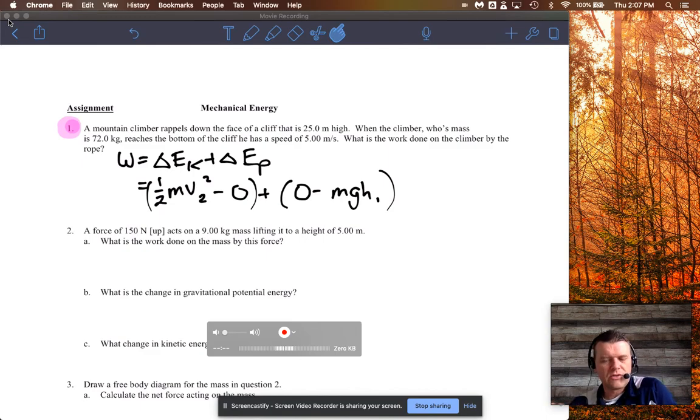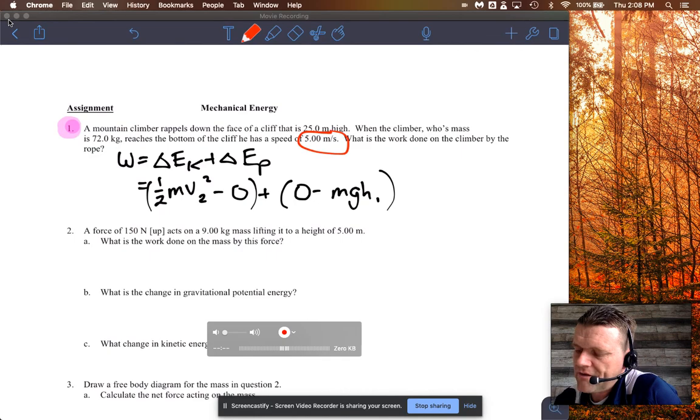So what I've done here, just to pencil it in to start you, yes, it's a delta EK plus delta EP, but the final kinetic energy, you will calculate using the 5 meters per second. That's going to go right there. But his initial kinetic energy would be 0, because we don't have any information indicating he had a speed at the start.